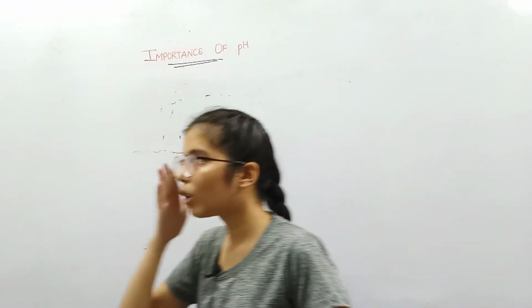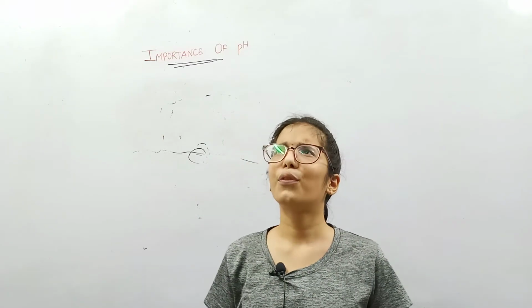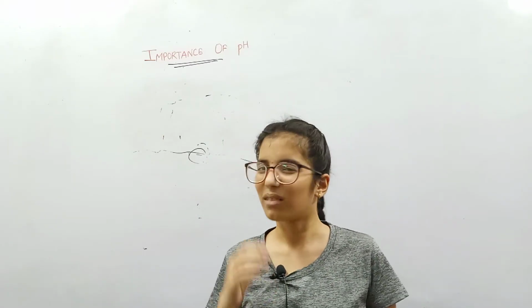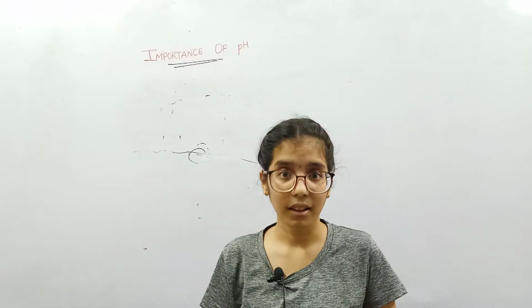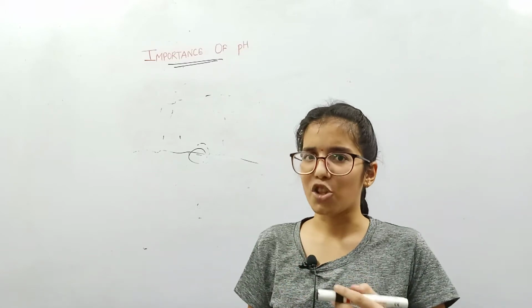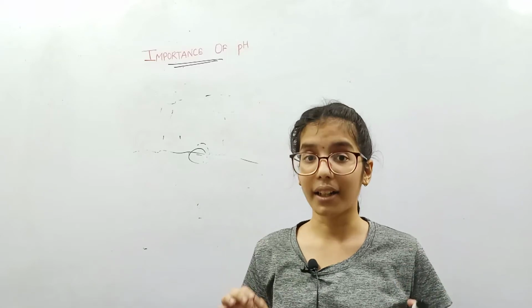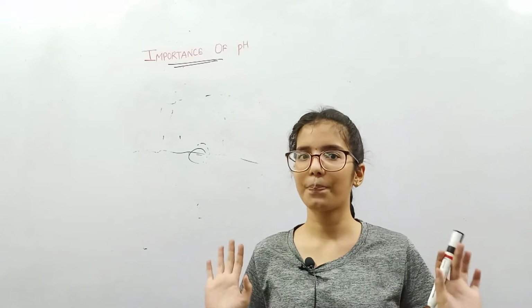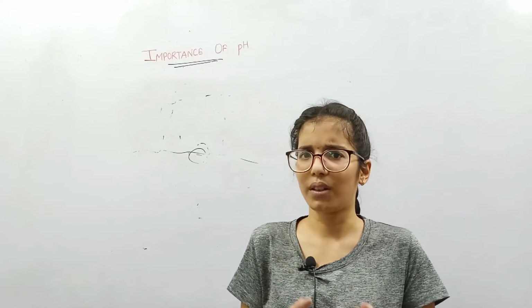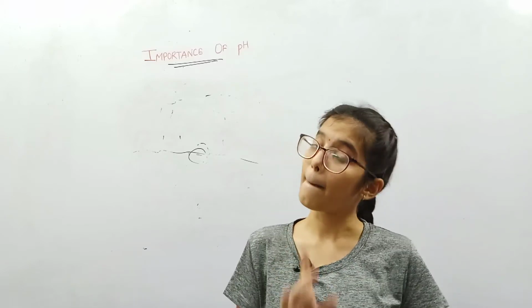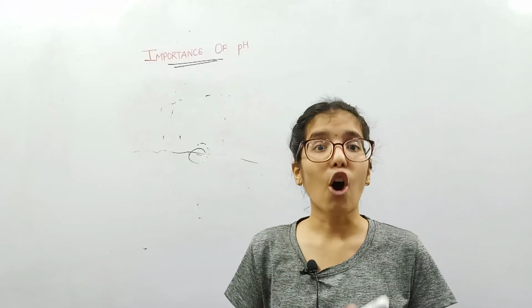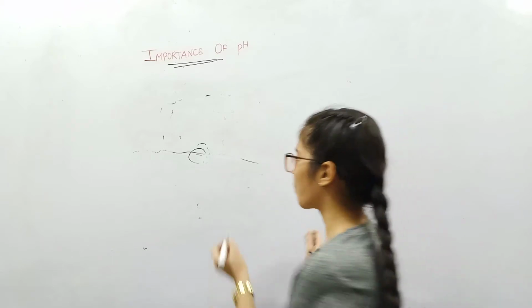And one more is tooth decay and pH. If I say tooth decay, you know that it is painful. So, tooth decay and pH. Actually, tooth enamel is made of calcium phosphate, which is the hardest substance present in the human body. So it doesn't corrode in water usually, but it corrodes when the pH of our mouth is less than 5.5.